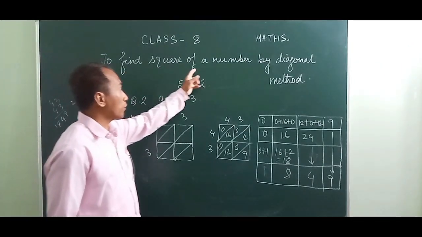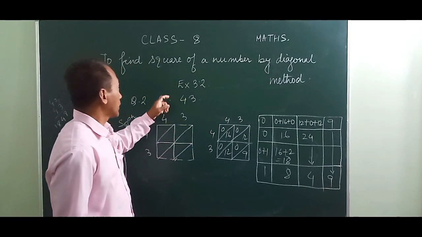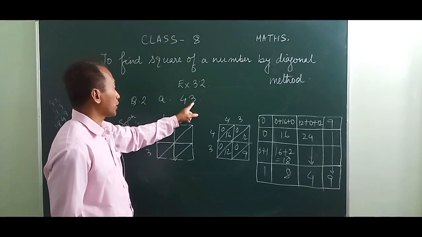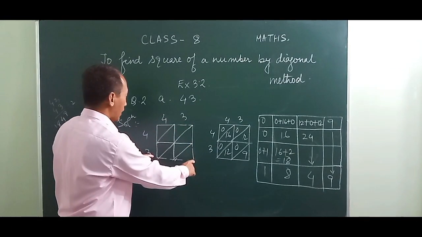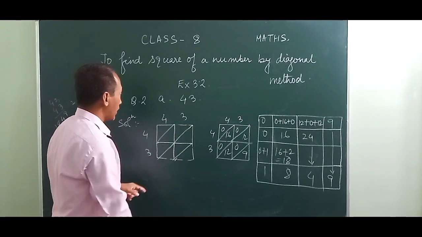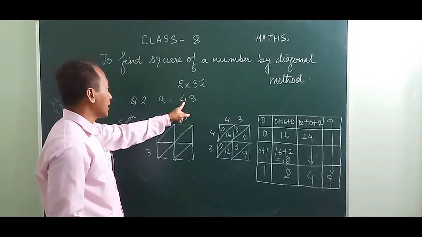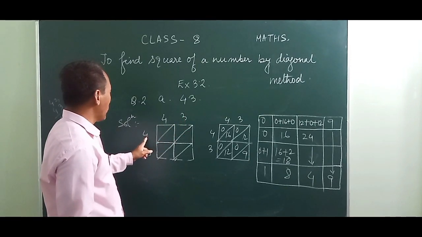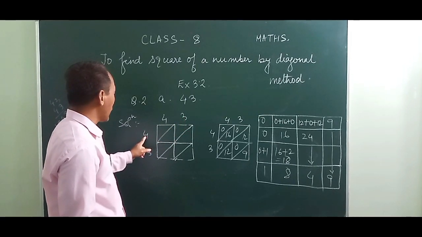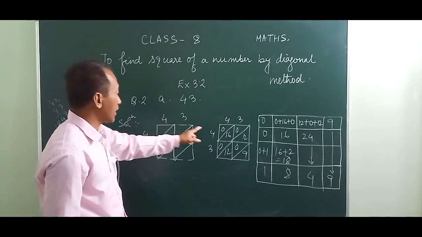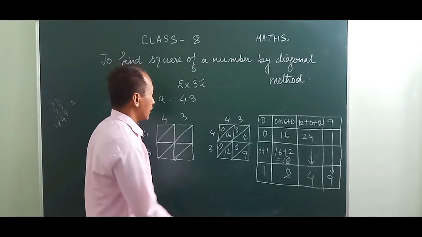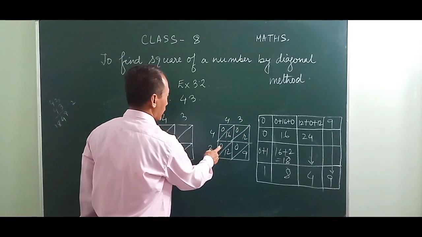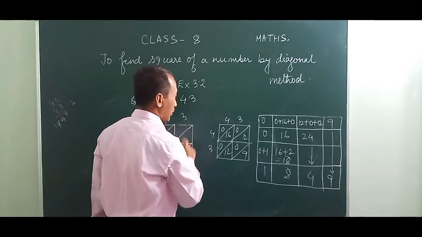To find the square of a number by the diagonal method, exercise 3.2, question number 2a, consider the number 43. You draw a square and make all the diagonals of the square, and write the tens digit here, 4, and the unit digit here, 3. Here again you write the same, tens place as 4 and 3. So 4 4s are 16, you write 0 here. 4 3s are 12, you write 0 here. 4 3s are 12, you write 0 here. 3 3s are 9, you write 0 here.